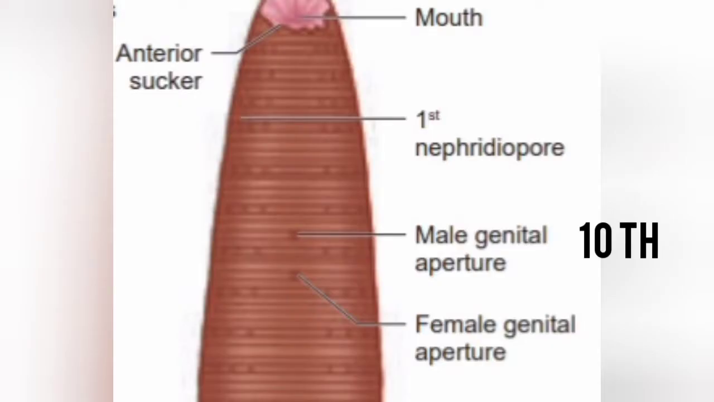Male genital pore is a mid-ventral opening. It is present between the second and third annuli of the 10th segment. The female genital pore is present mid-ventrally between the second and third annuli of the 11th segment.